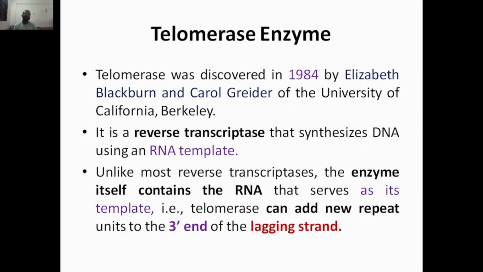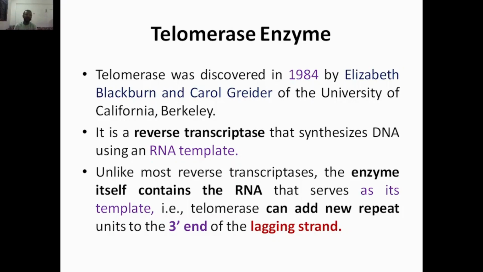So let's discuss the telomerase enzyme. I hope you understood the introduction and why we need the telomerase enzyme. So telomerase was discovered in 1984 by Elizabeth Blackburn and Carol Greider of the University of California, Berkeley. It is a reverse transcriptase that synthesizes DNA using an RNA template. So that is what we need, right?